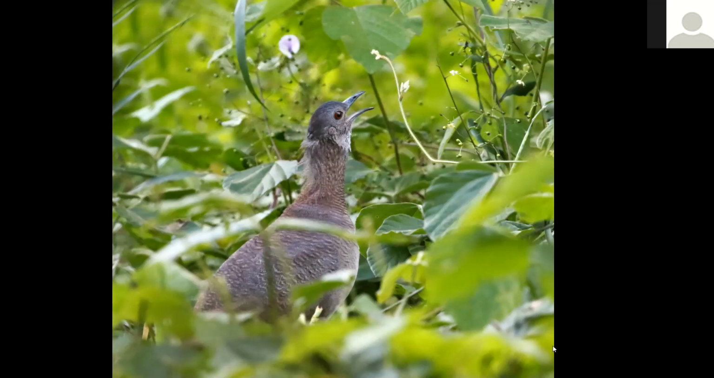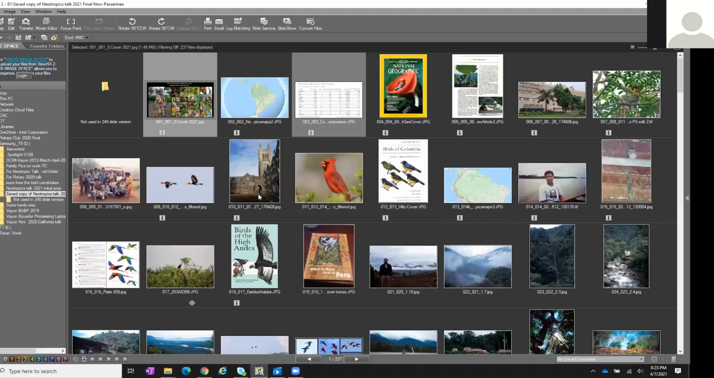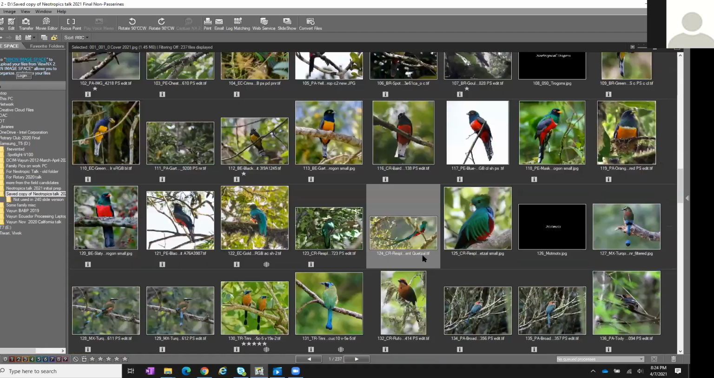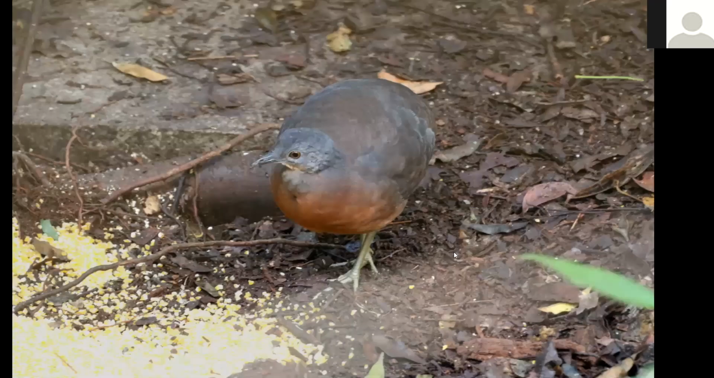This was in Peru. This one is a little tinamou. A lot of people get pictures of it now because it started coming to feeders. Several places have started putting out feeders, and early in the morning, the little tinamous will come out. So at least we have a chance of seeing them.